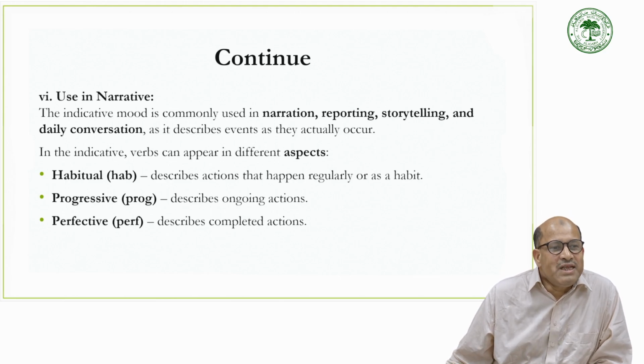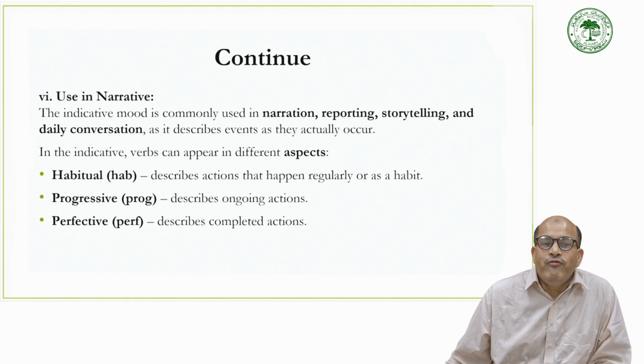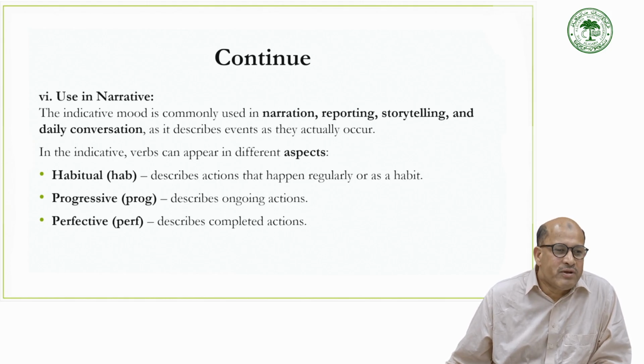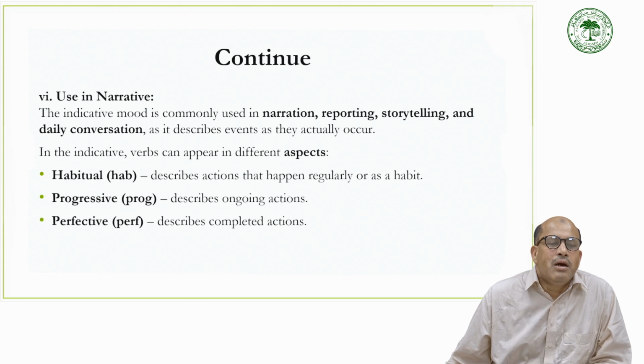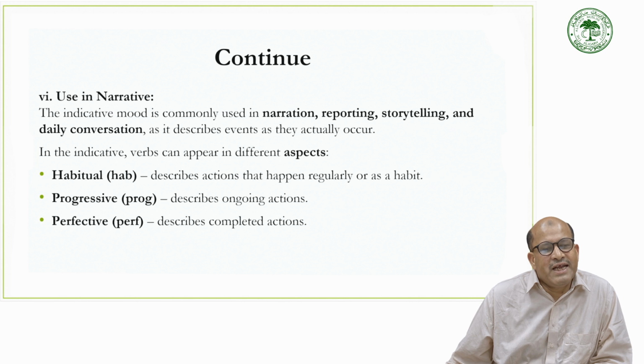Then the next is used in narrative. The indicative mood is commonly used in narration, reporting, storytelling, and daily conversation, as it describes events as they actually occur. In the indicative, verbs can appear in different aspects. It may be habitual, progressive, and perfective. Habitual describes actions that happen regularly or as a habit. Progressive describes the ongoing actions, something going on regular basis. And perfective describes completed actions.